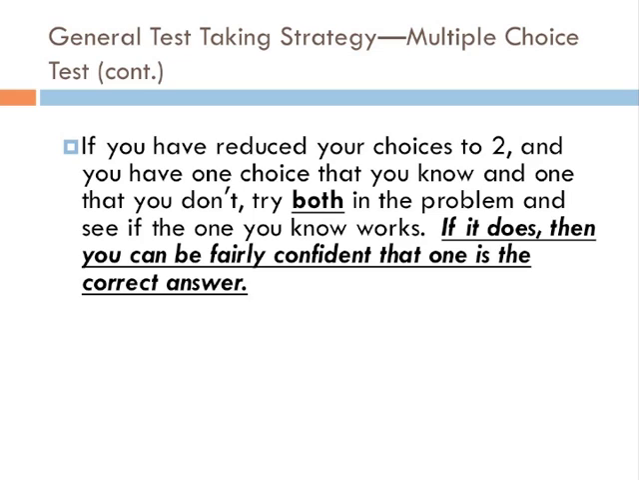Now, if you've reduced your choices to two, and you have one choice that you know and one that you don't, I often tell a student to try both in the problem. So try the one that you think works first. If it does seem to work, then that is probably going to be the answer. So even if you have two choices and one you don't know or don't understand, if the other one seems to make sense, then that's probably the best choice to make.